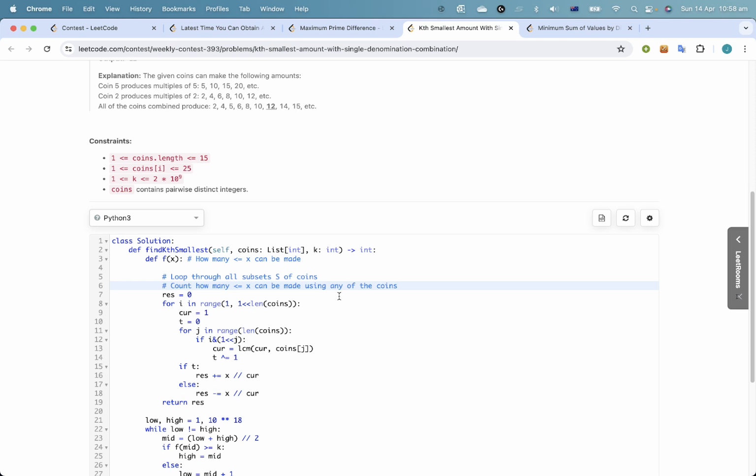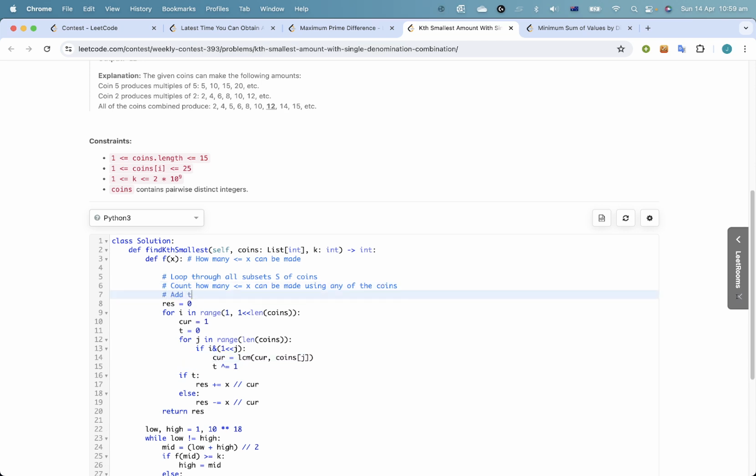Sorry, that's not very clear, but for example, if the set S was 2, 3, I'm asking how many numbers could be made using only multiples of 2 and also only multiples of 3. That's equivalent to being a multiple of the lowest common multiple of all of these numbers. And basically, you add this if the length of the subset is odd, and you subtract it otherwise.